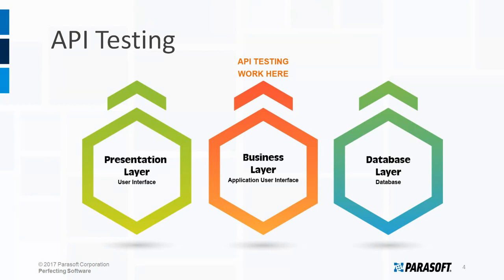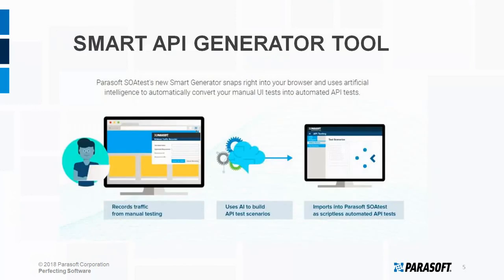SOAtest Smart API Generator unlocks these barriers to creating meaningful API tests using your existing manual tests. It plugs right into the browser and uses artificial intelligence to capture the activities of your manual test and convert them into easily understandable API test scenarios, so that you can build a comprehensive API testing strategy, and at the same time, you can shift left and reduce the cost and risk to the business. Let's look at the demo of SOAtest Smart API Generator.